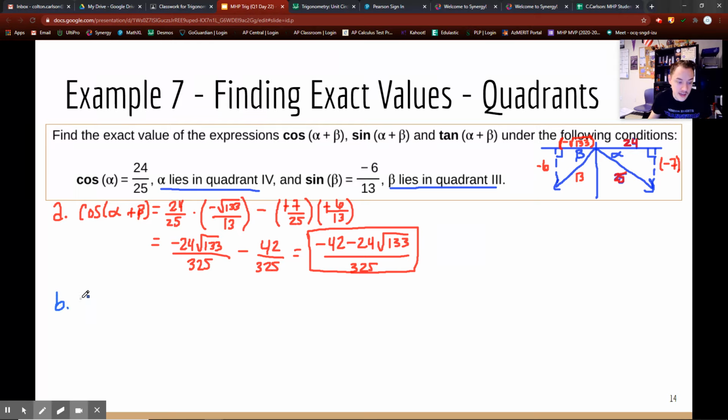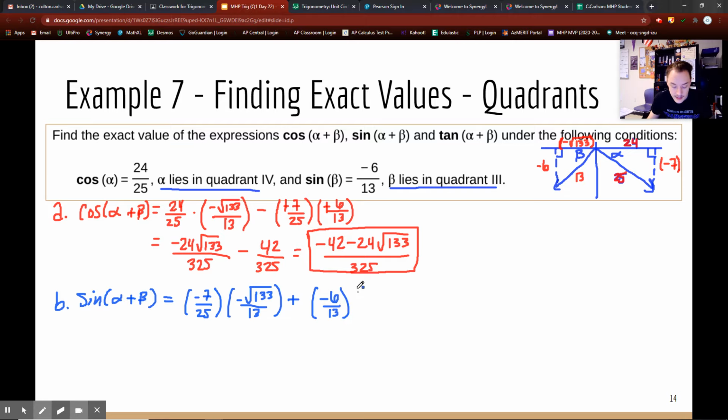Let's do sine. I'm going to do this a lot faster. So sine of alpha plus beta. My sine of alpha is going to be -7 all over 25. My cosine of beta is going to be negative radical 133 all over 13. And then this is going to be plus, following my formula. Sine of beta is going to be -6 all over 13. That's what I'm given right here, right? And then I'm going to be doing cosine of alpha. So cosine of alpha is 24, also what I'm given at the top, 24 all over 25.